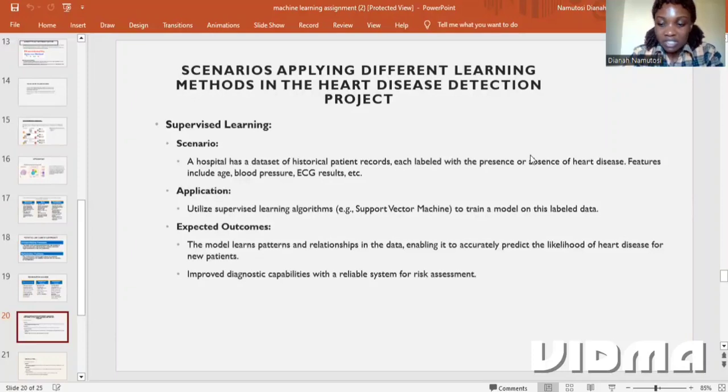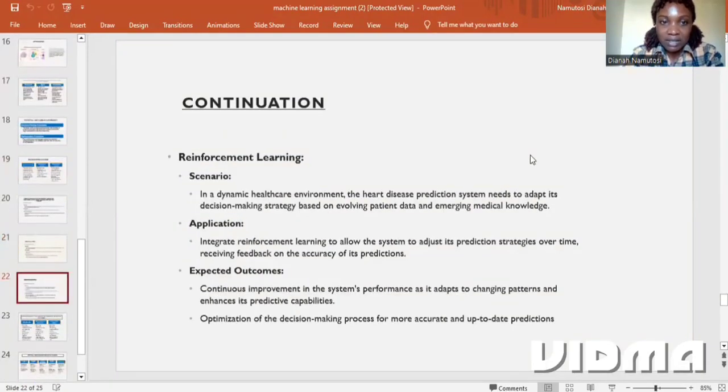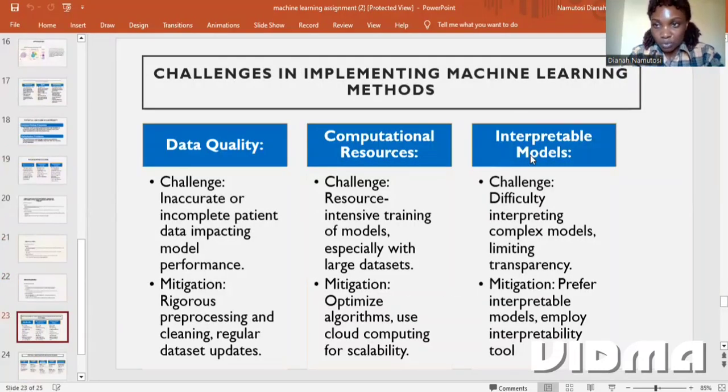Then the scenarios, they're used in hospitals and healthcare centers and by personnel to what? To help people to detect the presence of the disease. Then the challenges can be data quality, whether this data is noisy or inaccurate or incomplete. Then computational resources, if you're working on large datasets, this project really uses large amounts of data. And then in the challenges also, how are these models going to what?